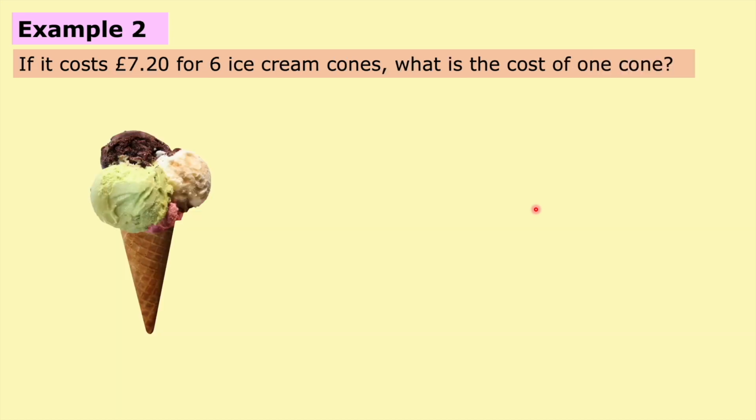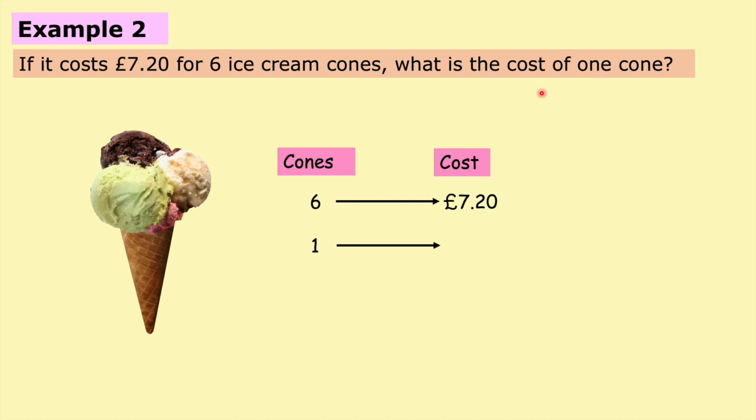Let's go through a second example. This time, if it costs £7.20 for 6 ice cream cones, what is the cost of one cone? Again, we're going to start with our two columns. So we're dealing with cones and the cost. 6 cones cost us £7.20, but we want to find out the cost of only one cone. So we're going to take that £7.20 and divide it by 6, sharing that price over 6 cones to give us £1.20.